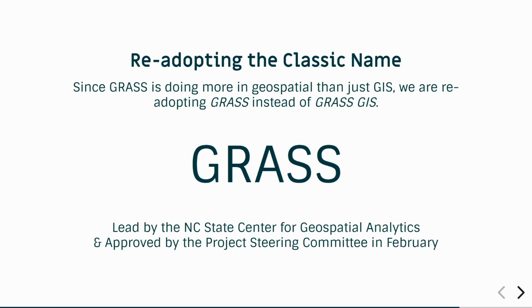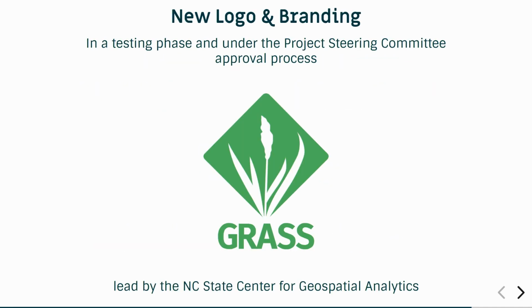One thing which is important is that we are readopting our classic name, GRASS, instead of GRASS GIS, because GRASS does more than just the classic GIS definition. So we are coming back to our classic name. And with that, we are also changing our logo and branding. So this is the new logo. This is already used in the Swag shop, but this piece is in the approval process of the project steering committee.